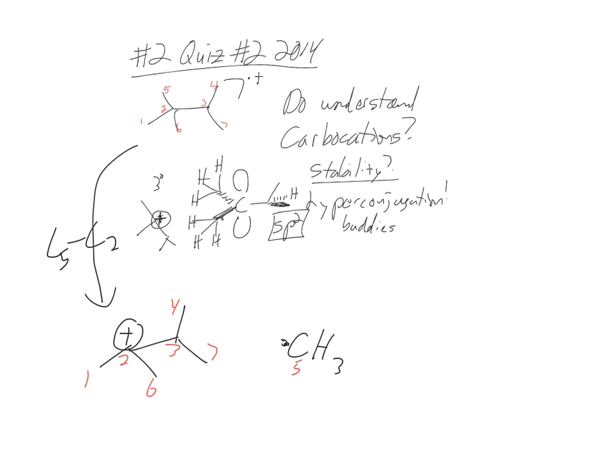and still get a tertiary carbocation. That's the kind I want to get, because it's the most stable, since it has more hyperconjugation.